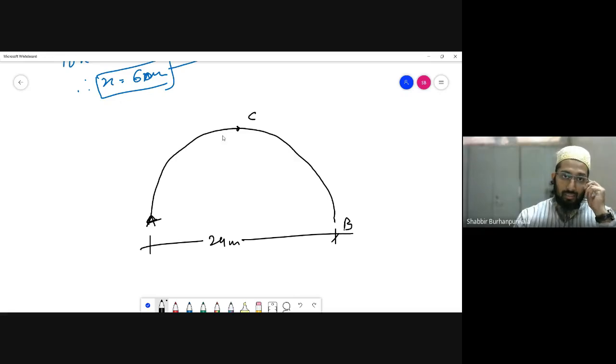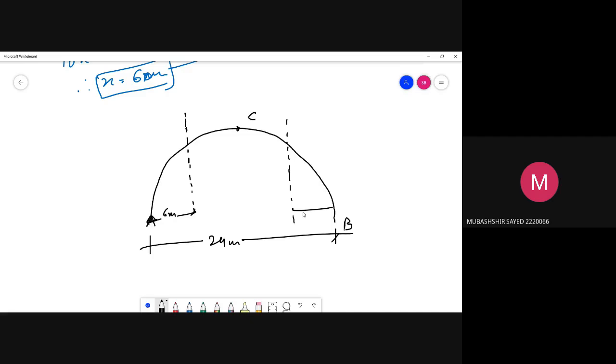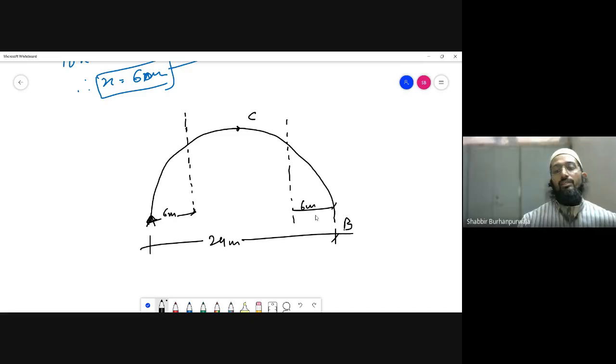So at a distance of 6 meters, suppose I'm going to make a section over here, and also at a distance of 6 meters from support. So 6 meters from support and 6 meters from support.